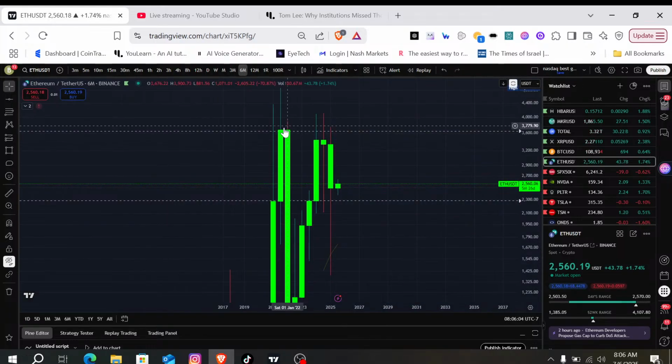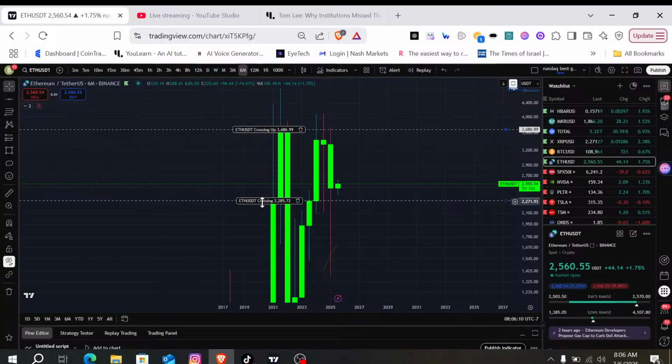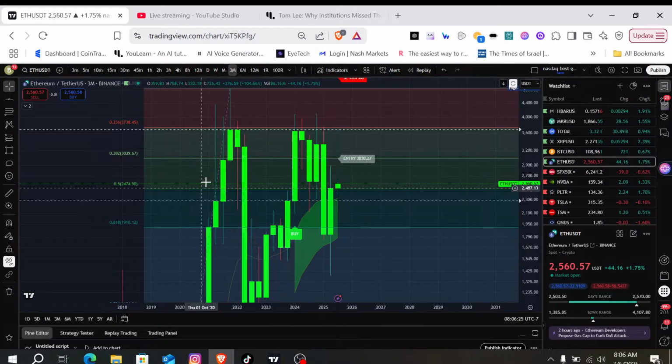on the 6 monthly, I put an alarm in the areas that the market needs to sustain to still be bullish, which were in between these two prices right here. As long as we sustain above this on the 6 monthly for Ethereum, we're still bullish. So that's why that dotted line is there. Alright, so we closed July right on the 50 Fibonacci on the 3 monthly. That is very bullish to me.